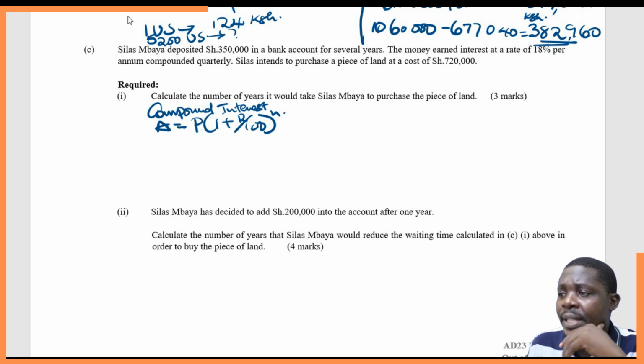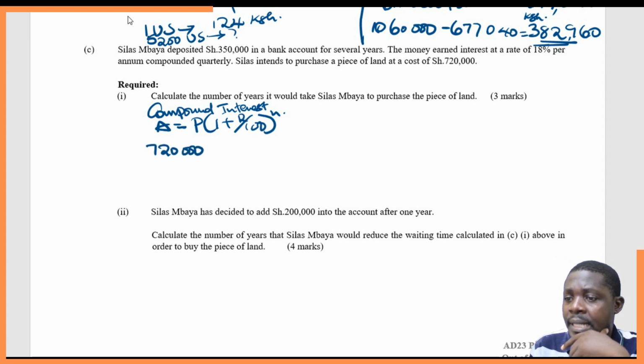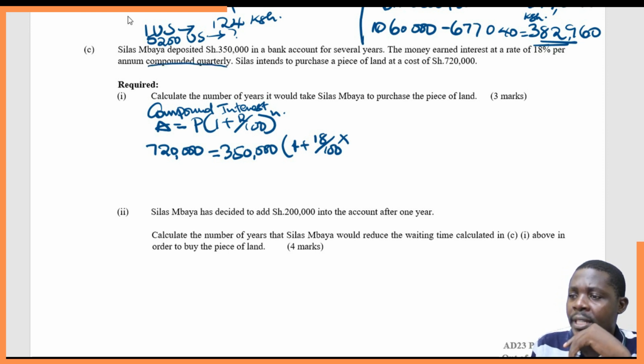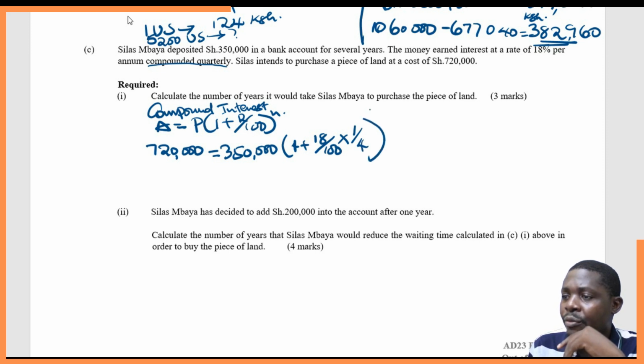Now in this case we have been given the amount, which is 720,000, that is the amount he needs to raise. How much is he depositing? That is 350,000, which is our principal, into 1 plus rate, it is 18% over 100, but we are told that it is compounded quarterly. Therefore at this point I'm multiplying by a quarter. Then we have n, which we are looking for, multiplied by 4.